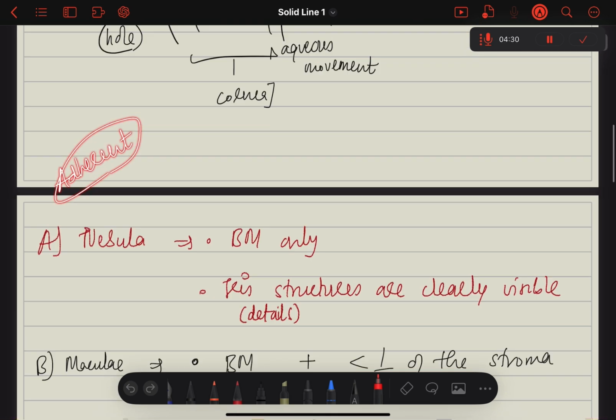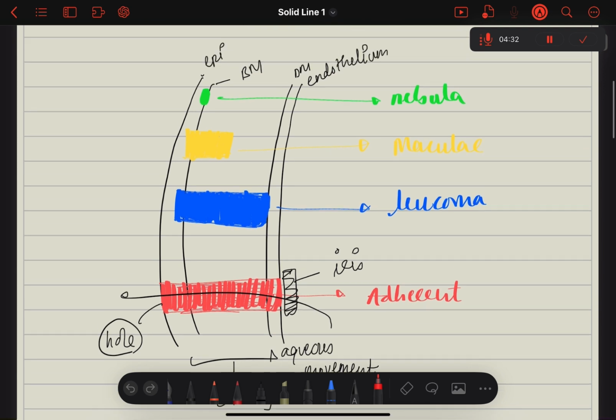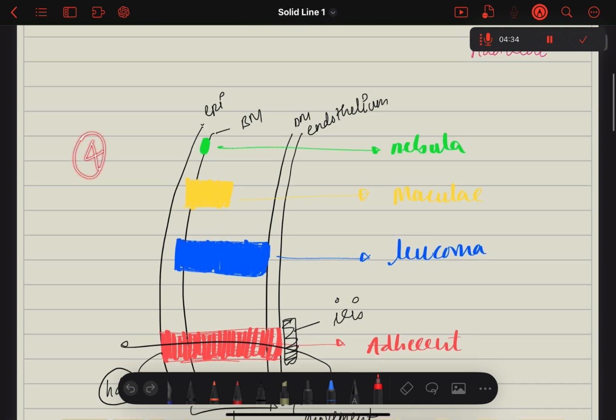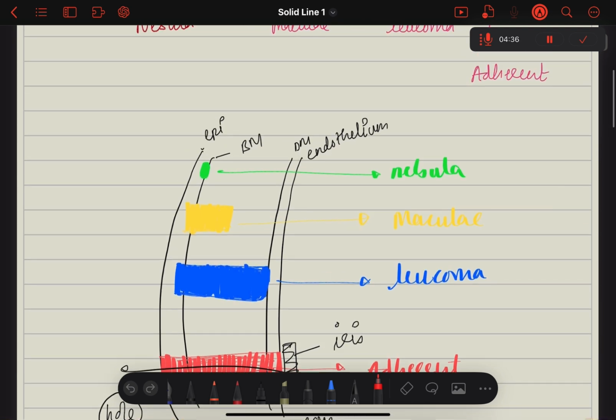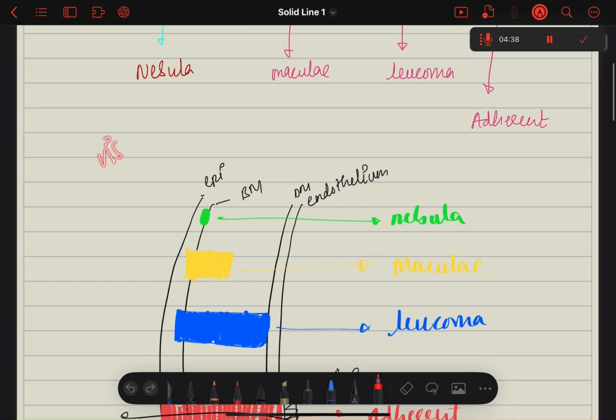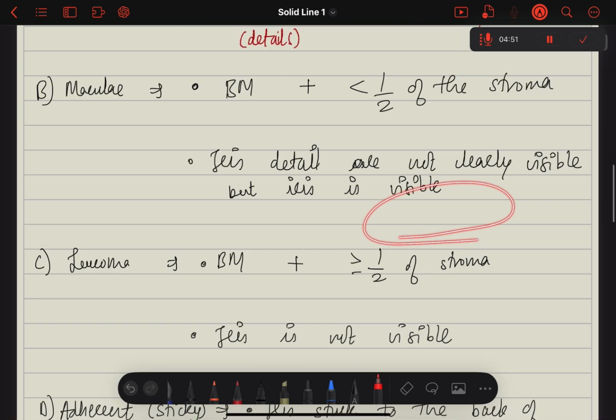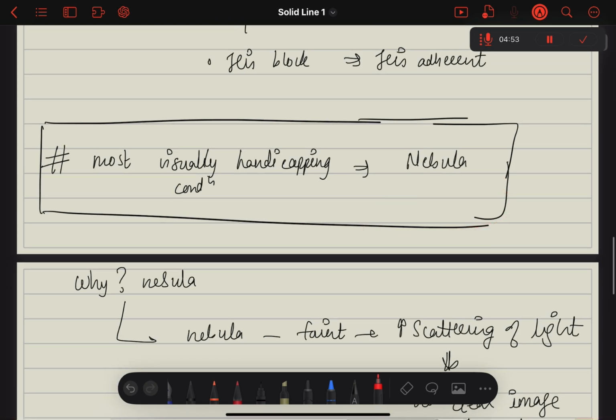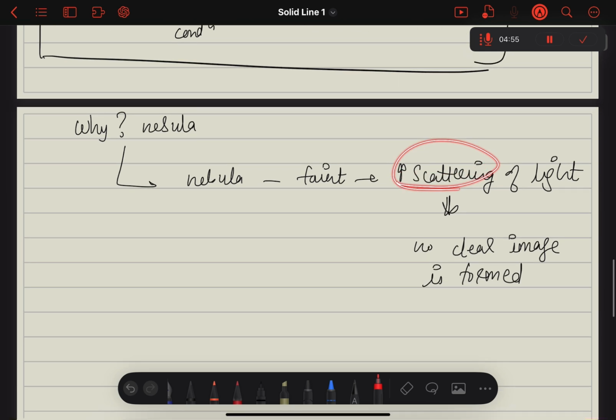Now there is a question. We have seen the 4 opacities in a very short period of time. Now tell me, which will have the most visual hampering or visual handicapping? Of course, nebula. Correct? Yeah, nebula. The reason being, most visually handicapping is nebula. The reason being, nebula is faint, we have seen.